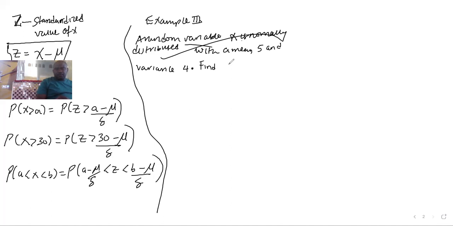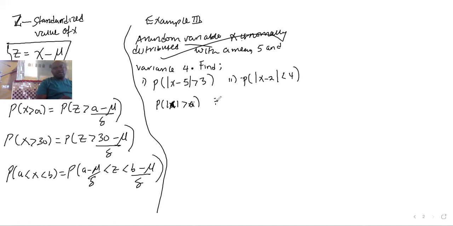Fine. One, probability of the magnitude of X minus 5 is greater than 3. Two, probability of magnitude of X minus 2 is less than 4. Now let me remind you, when we have probability of magnitude of X is greater than A, this is the same as probability of negative A less than X less than positive A.